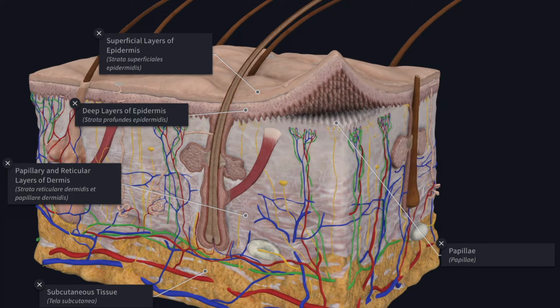straight but wavy because of the presence of numerous finger-like projections of the dermis upward into the epidermis. These projections are called dermal papillae. The downward projections of the epidermis in the interval between the dermal papillae are known as the epidermal papillae.